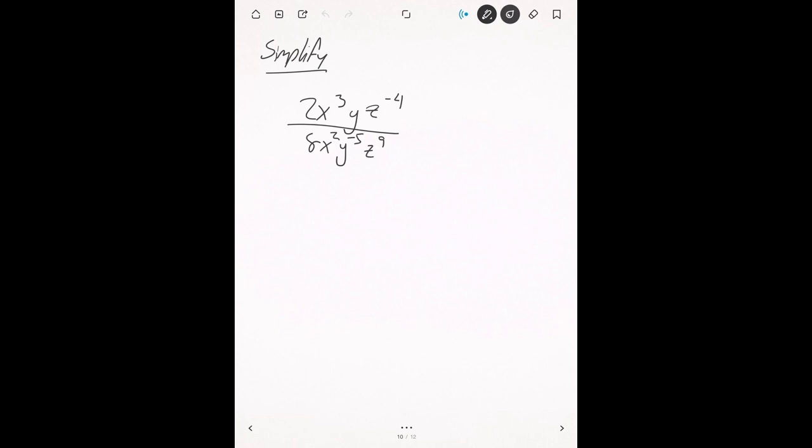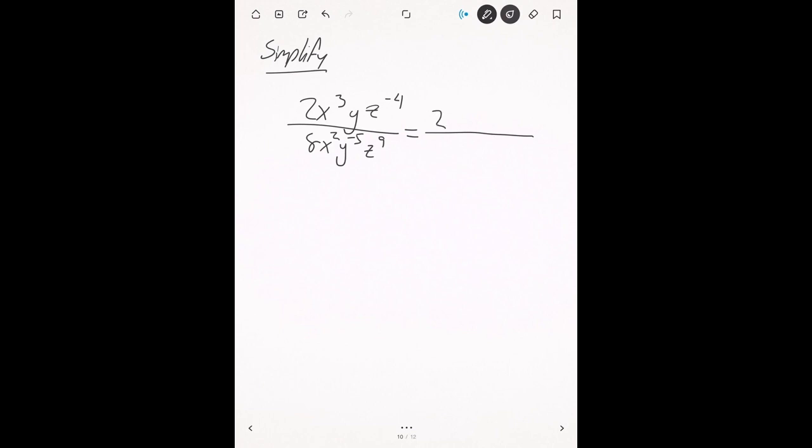We're going to use some of these ideas right now to quickly simplify some more complicated exponential expressions. What I like to do in this case is first, I don't want to work with negative exponents, so I want to move all of these around. I'm going to go through each number and variable and determine if it needs to stay or move to the other side. So let's start with 2. 2 is going to stay.